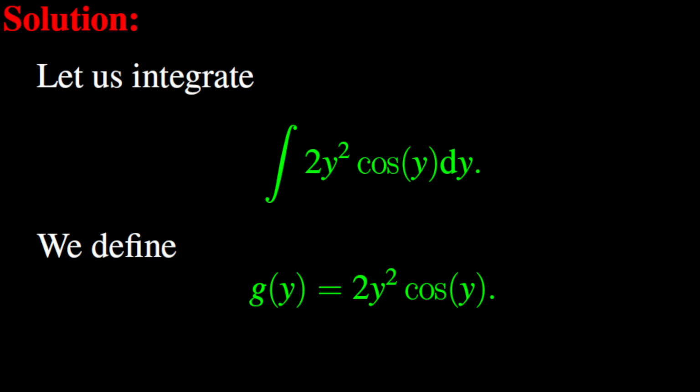As a matter of fact, the polynomial function 2y square is of degree 2. Consequently, our first goal will be to reduce the degree of the polynomial function to 1, by using the method of integration by parts.